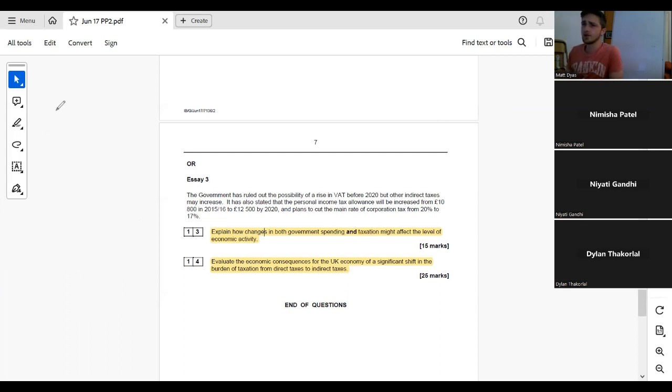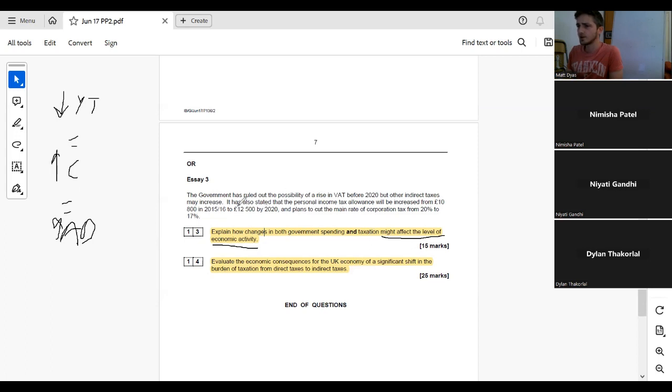So if we talk income tax, that's too easy. Decreased income tax equals increased consumption equals increased AD, more economic activity. You could do it the other way around here as well, because it doesn't say will increase, it just says might affect the level of. So it doesn't say you have to explain how it will increase or decrease.